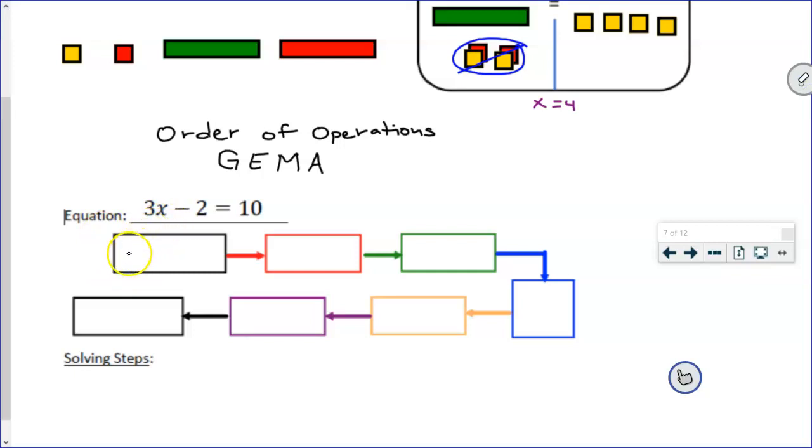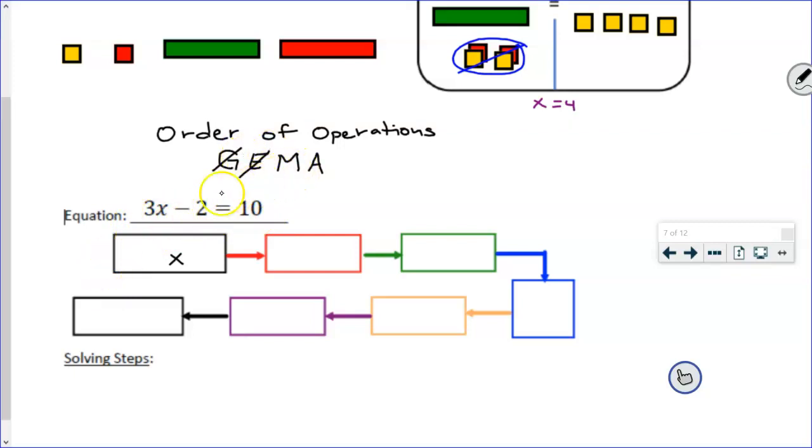When I'm trying to build a flow map, trying to figure out what happened to x first, I'm following that order of operations. So when we take a look at this equation, 3x minus 2 equals 10, I'm focusing on the x. What happened to the x first? Do you see any grouping symbols in this equation? Anyone? No? Okay, so no grouping symbols. E for exponents. Do you see any exponents in this equation? No? No E for exponents.